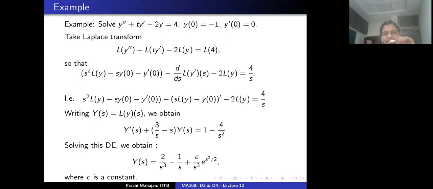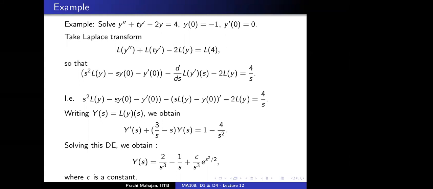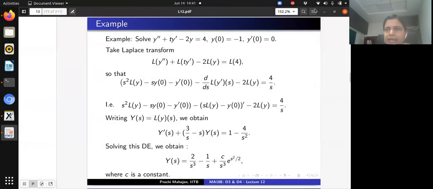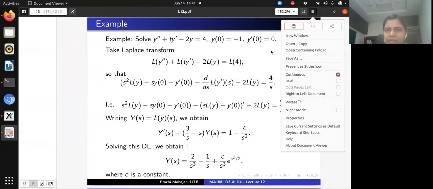Ma'am, can you explain once again how you convert L of t y dash into d by ds of L y dash? See, this is a property of Laplace transform that I'm using. I think I had it on a slide. I'll just go back to it. Give me a minute.